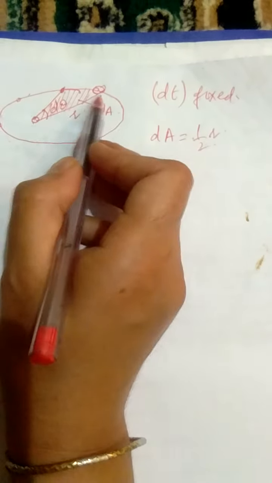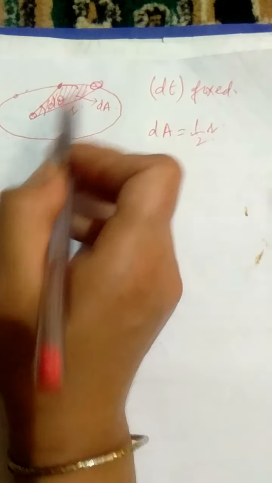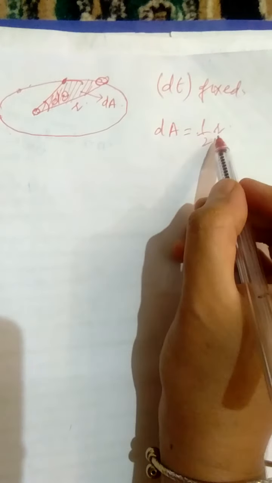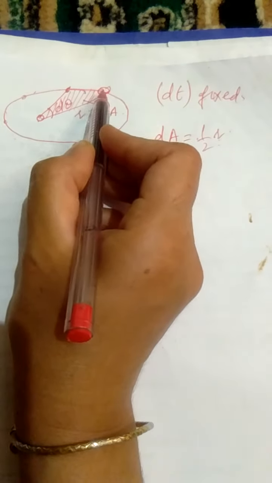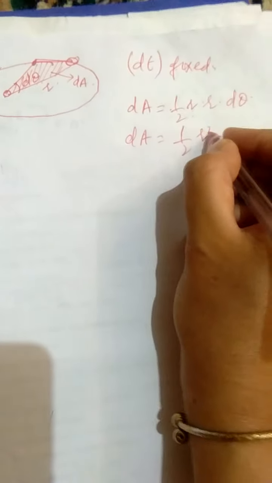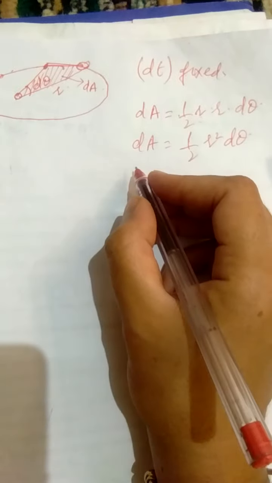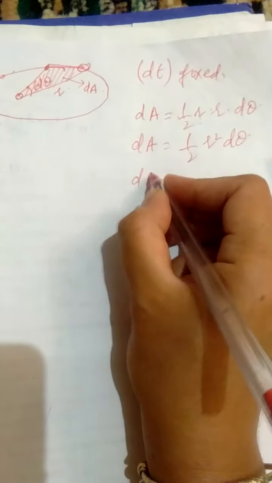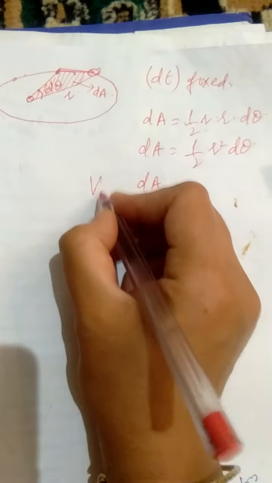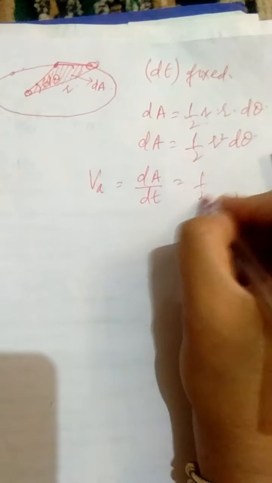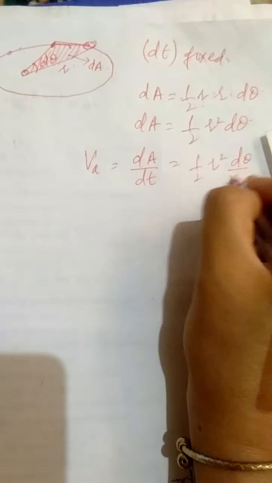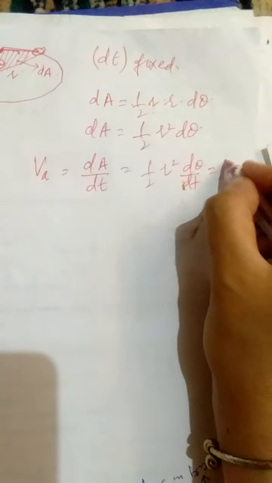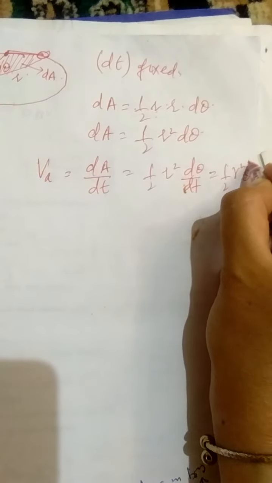If we have chosen two close points on the ellipse, then this is most likely a straight line, right? So this is half of base into altitude. Altitude is the length of this arc, and we know that length of arc is radius into angle, that is r d theta. So dA is half of r square d theta. Areal velocity, which we are interested in basically, is dA by dt. VA, areal velocity, is half of r square d theta by dt, and that is equal to half of r square theta dot.